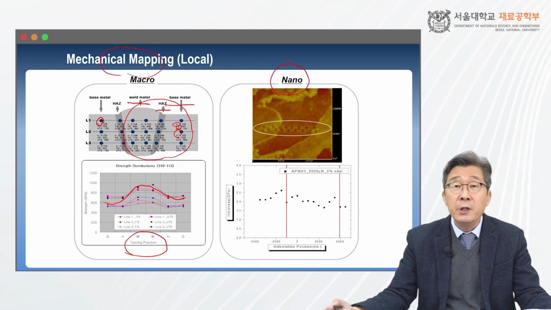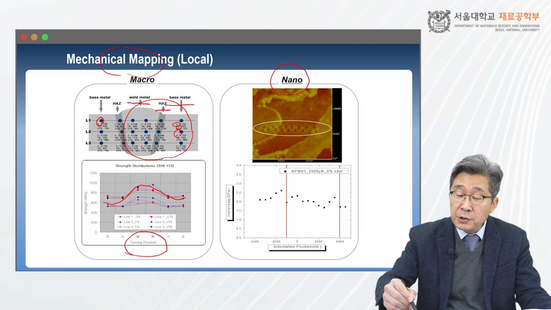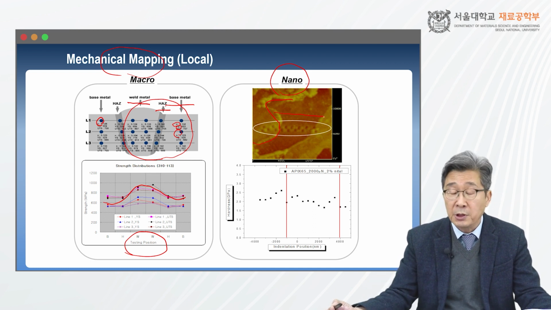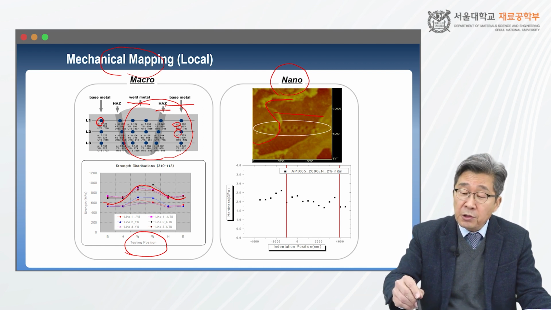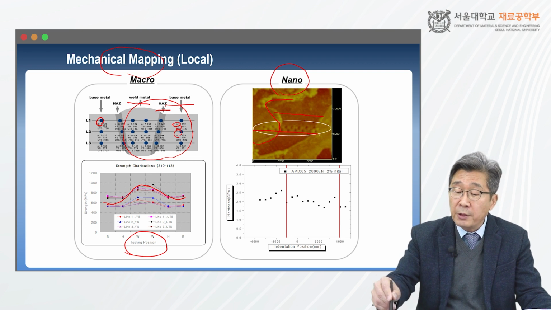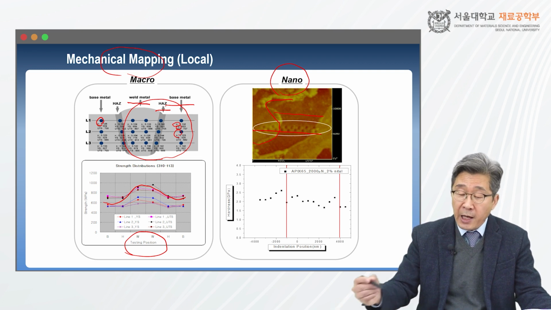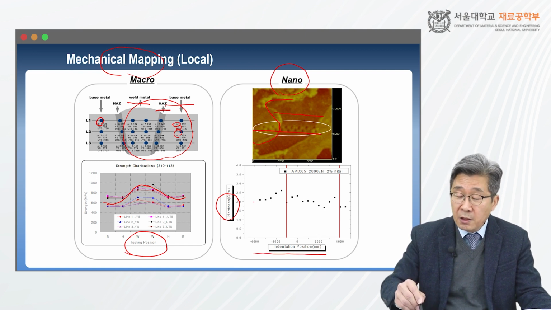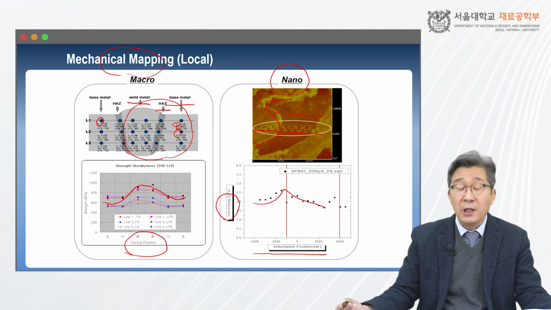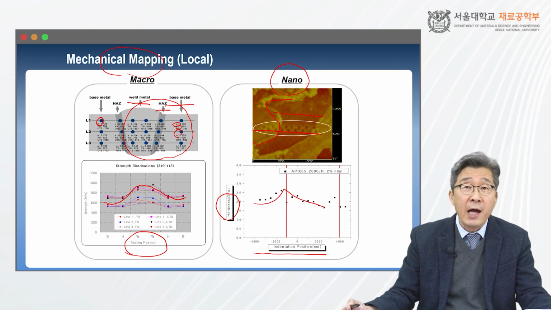In the right figure, this is a grain boundary. Grain size is about 50 micrometers. That's why we need nanoindentation testing. Nanoindentation is performed across the grain boundary, and then we can get nanohardness data as a function of distance. As you can see, there is a little increase in nanohardness, which reflects alloying segregation near the grain boundary.